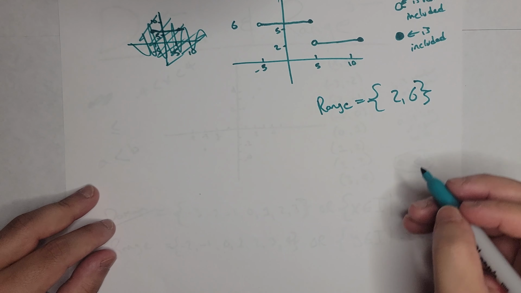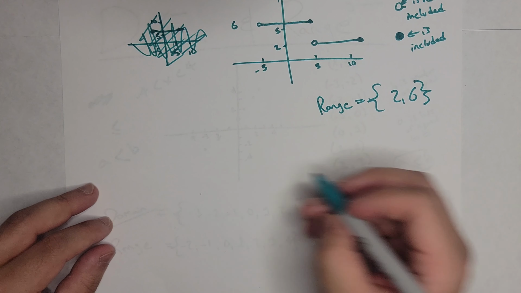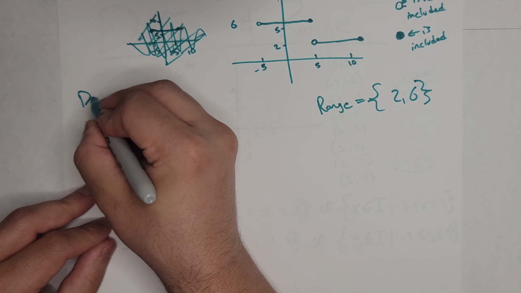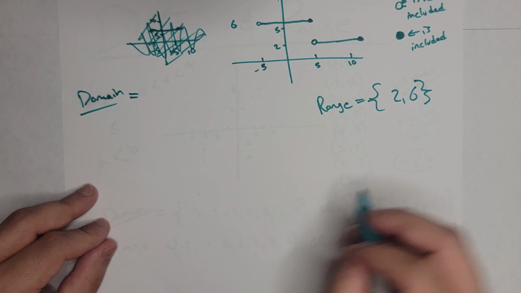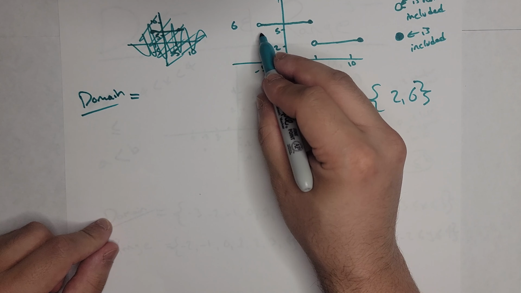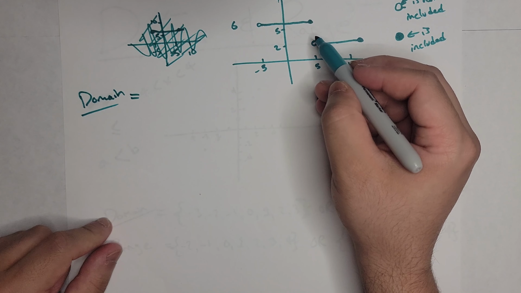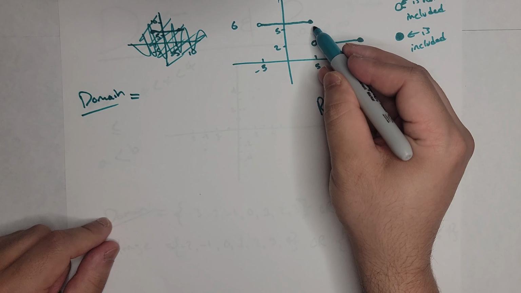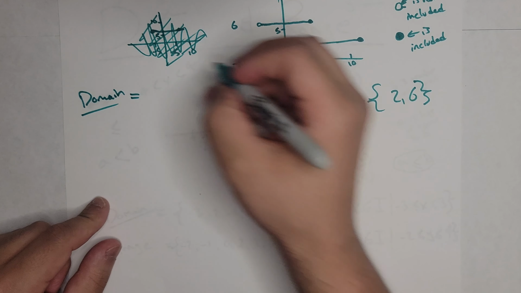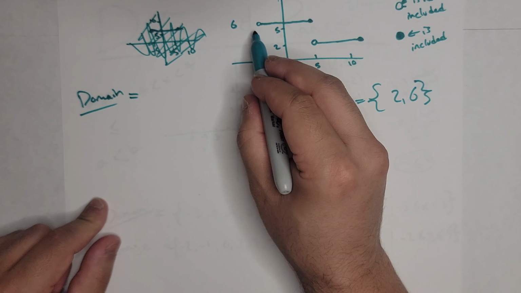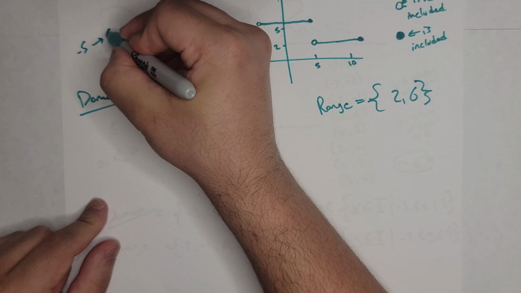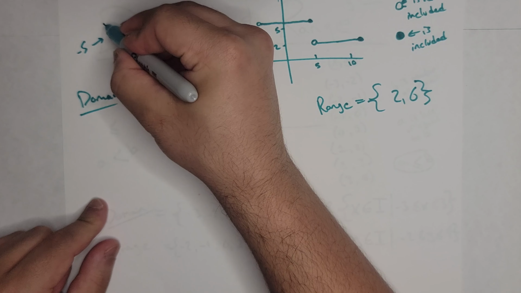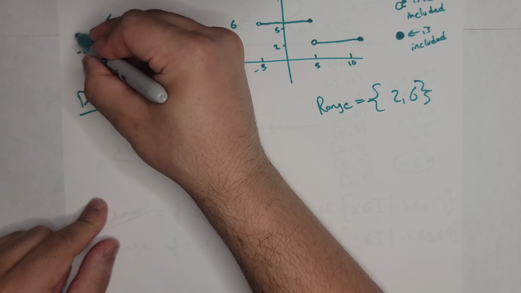There's nowhere else that y value is going. But for our domain, we have from -5 to 5. That's one domain, right? But remember, the open one is not included, so it's not. So from -5 to 5, this 5 is included, but this 5 is not.